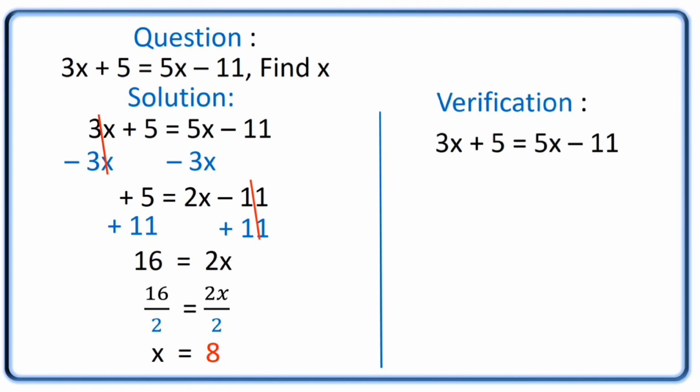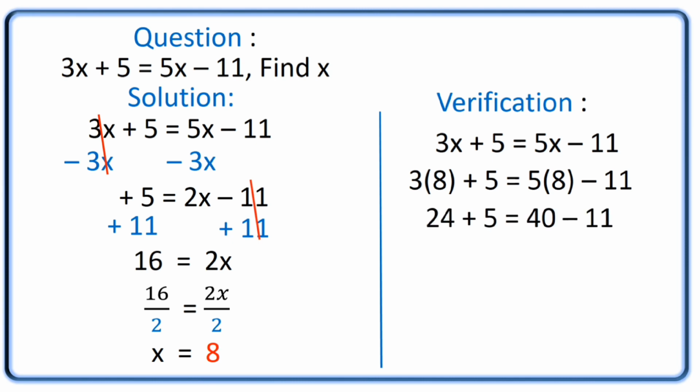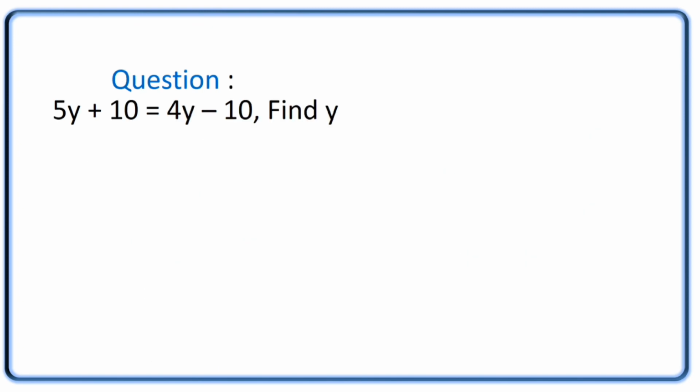Verification: 3x plus 5 is equal to 5x minus 11. Replace the x value with 8. 3 into 8 plus 5 is equal to 5 into 8 minus 11. 3 into 8, 24 plus 5. 5 into 8, 40 minus 11. 24 plus 5 is equal to 29. 40 minus 11 is equal to 29. It is verified.